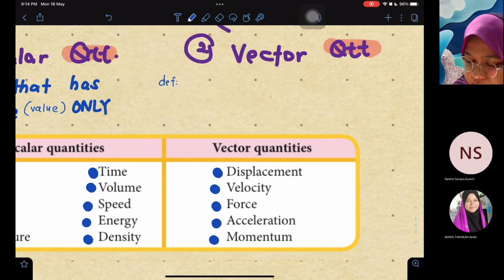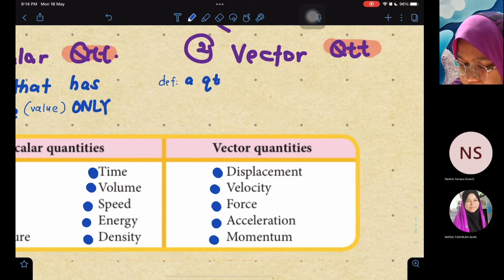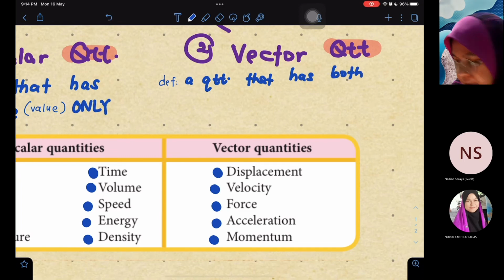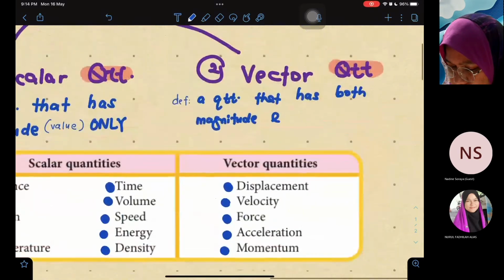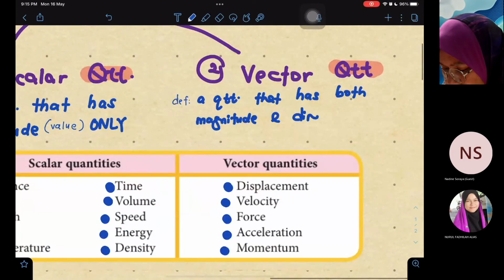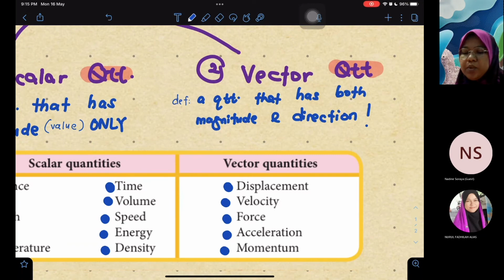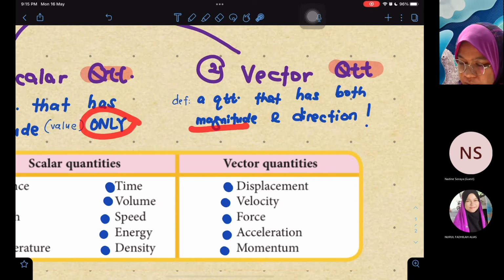So vector quantity is a quantity that has both magnitude and direction. Tada! Macam tu. Okay. So tadi kat sini tak boleh guna perkataan only lah, sebab kita ada magnitude and direction.